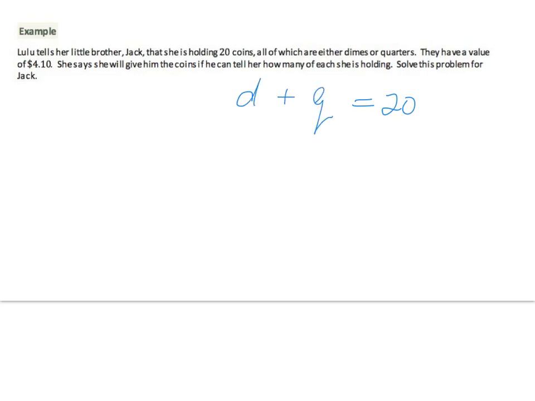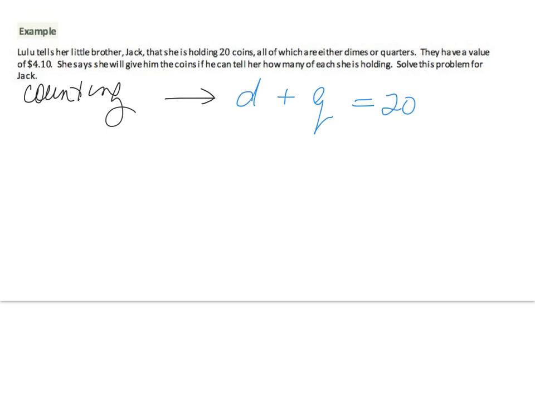So if I just count the coins, dimes plus quarters, is it dimes and quarters? Yep, dimes and quarters. I have 20 of them. That's just counting. So one equation is always going to be the counting equation. The other equation is going to talk about the values of those dimes and quarters.